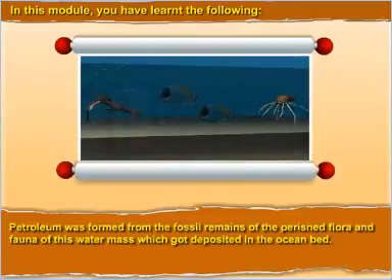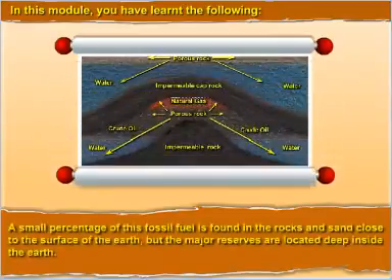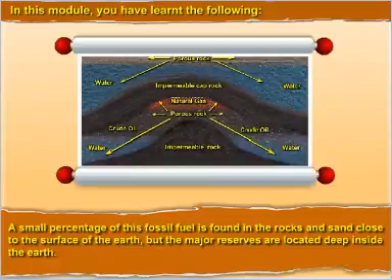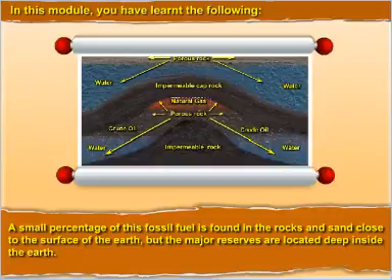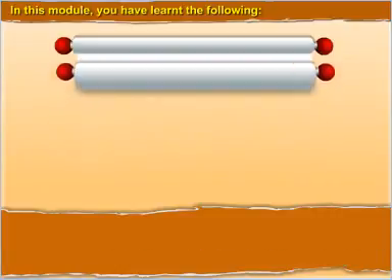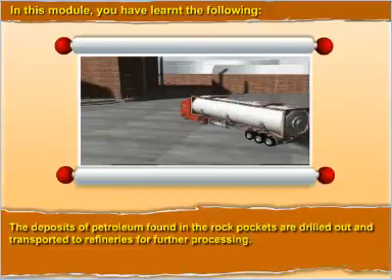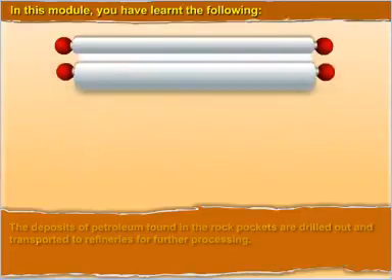Petroleum was formed from the fossil remains of the perished flora and fauna of this water mass, which got deposited in the ocean bed. A small percentage of this fossil fuel is found in the rocks and sand close to the surface of the earth, but the major reserves are located deep inside the earth. The deposits of petroleum found in the rock pockets are drilled out and transported to refineries for further processing.